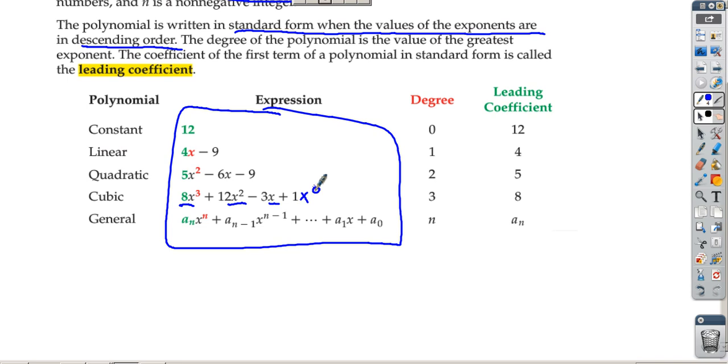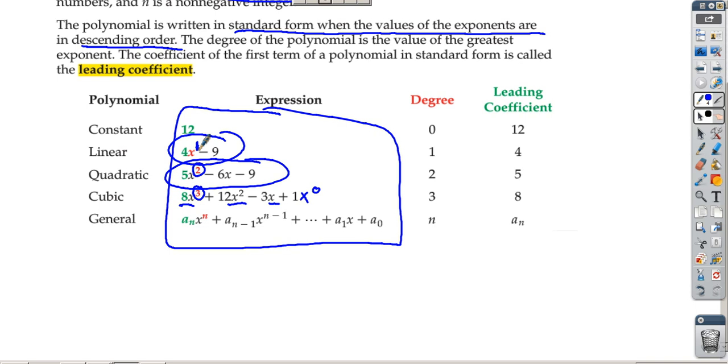The degree of a polynomial refers to the largest exponent. So this is the largest exponent, and that polynomial has degree 3. This polynomial right here, the quadratic, has degree 2, because the largest exponent there is 2. This linear equation, linear means x is being raised to the first power, so that has degree 1.